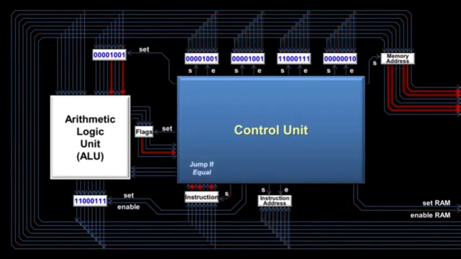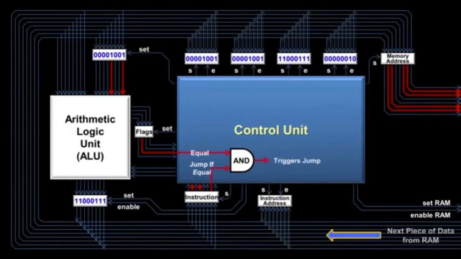In this case, it's a jump if equal instruction, which checks to see if the equal flag is on. It does that by running one of its wires and the equal flag wire into an AND gate. If both inputs to the AND gate are on, then the output wire turns on as well. This output wire will then trigger the jump. That jump eventually retrieves the next piece of data from RAM, which happens to be an address, and moves it into the instruction address register.